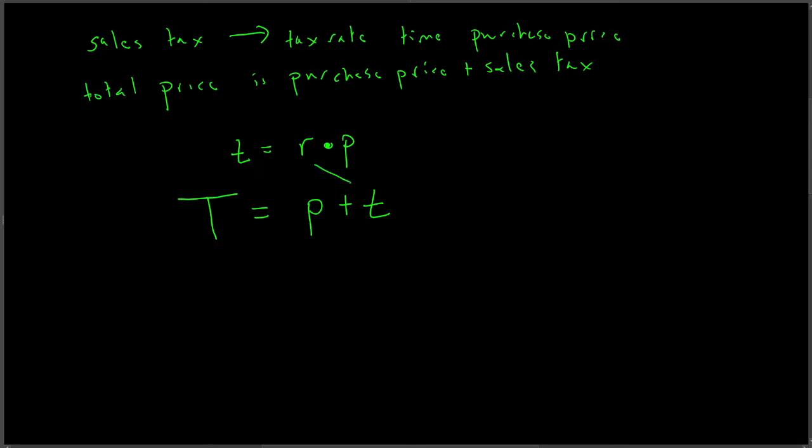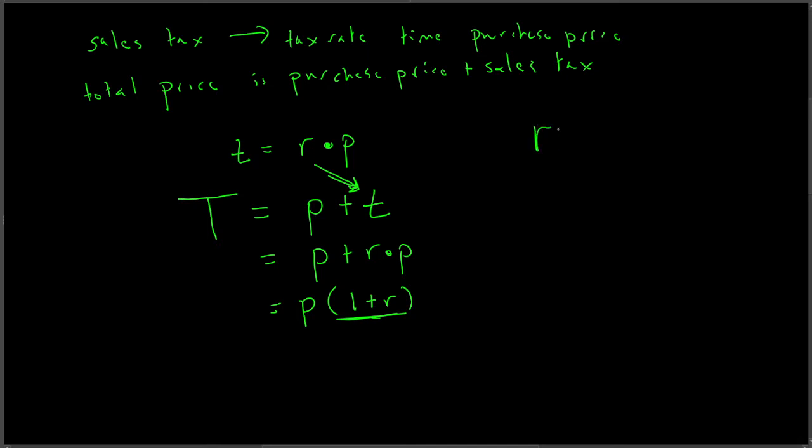If I replace this into T, I get this. And our law of distribution says, well, I have something times P plus something else times P. So I can pull P out to the front. And I get 1 plus the rate.